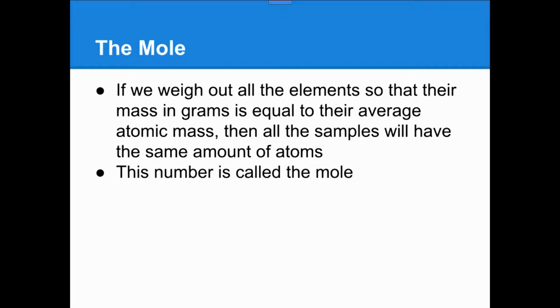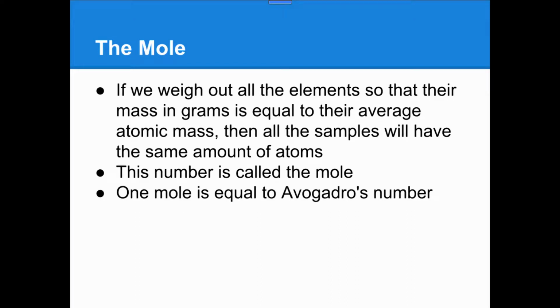This number is called the mole. I don't honestly know why they called it the mole. They just named it the mole. And 1 mole is equal to Avogadro's number, and that number is 6.02 times 10 to the 23rd units. 1 mole is equal to 6.02 times 10 to the 23rd units.